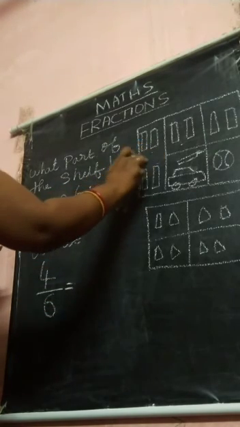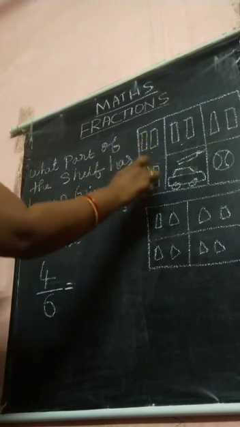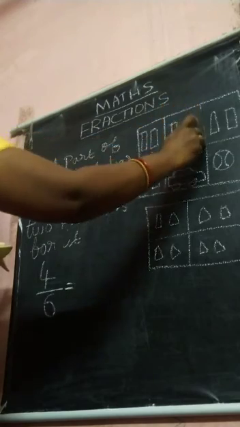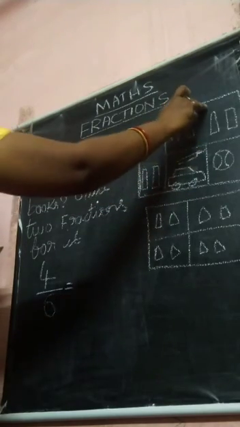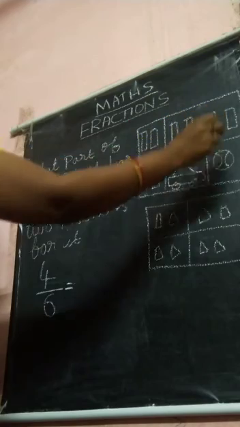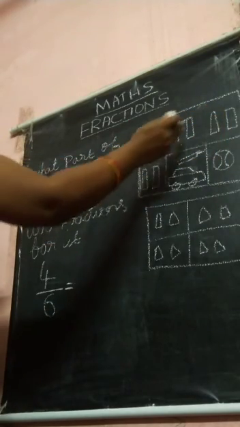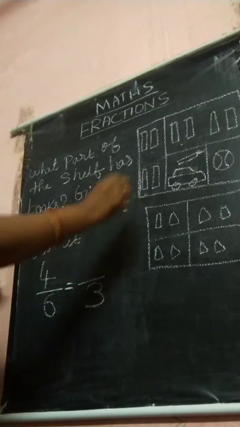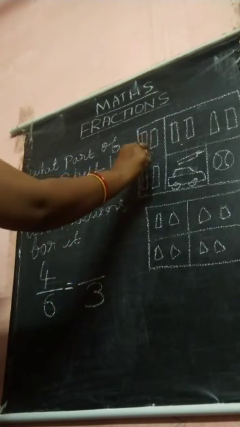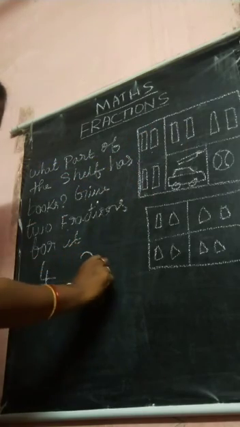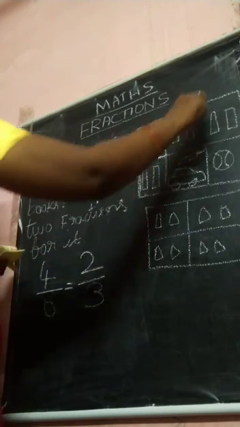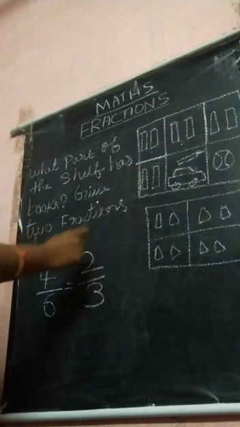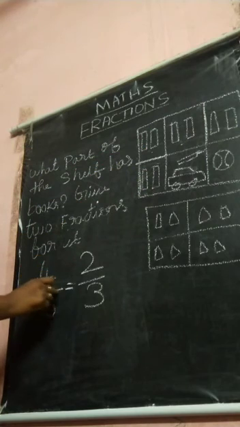In this, you take this shelf. These two shelves you join, the same way these two shelves you join. How many shelves are there totally? 1, 2, 3. 3 shelves totally. How many shelves have books? 1, 2 shelves have books. First, how many shelves have books? 4 shelves have books, so 4 out of 6.